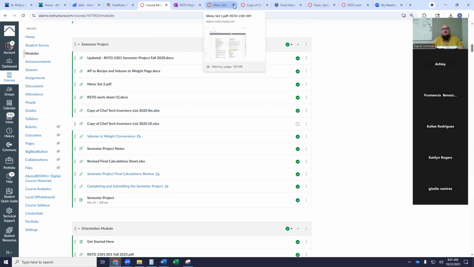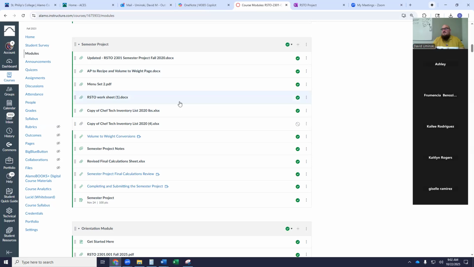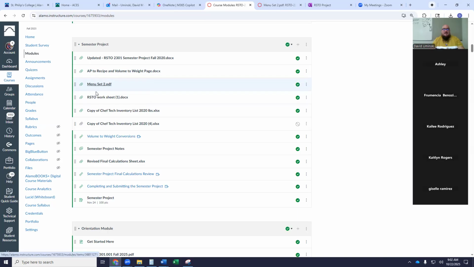What I recommend, this is what I do whenever I sit down to start working on the project, or if a student logs in and needs help, I go through right here. New tab. So I right click on each one of these and open into a new tab. So that way I have them easily accessible right here across the top.